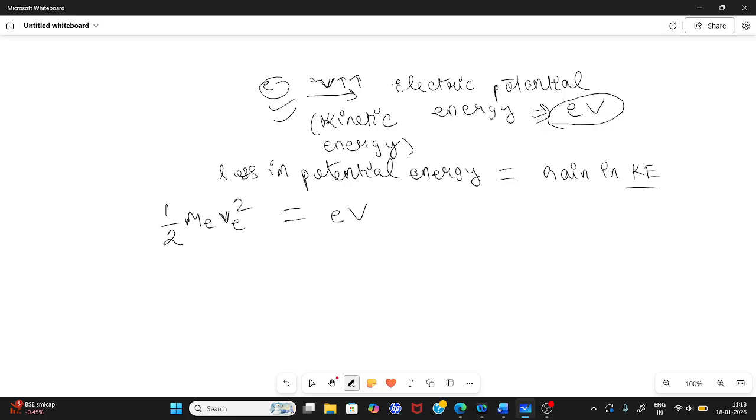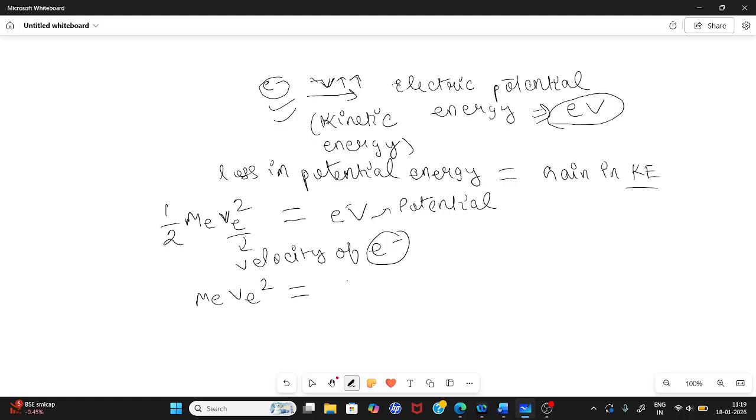Let us write the velocity as v_e, otherwise you will confuse it with this V. This V is the potential, and v_e is the velocity of the electron. Now, in equation form, m_e v_e squared is equal to twice of eV.